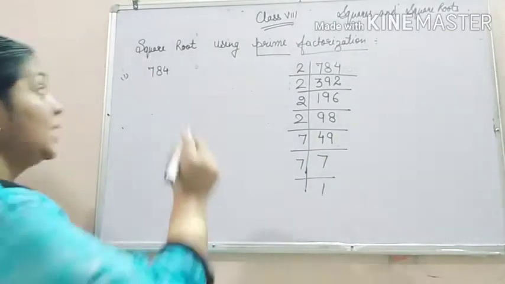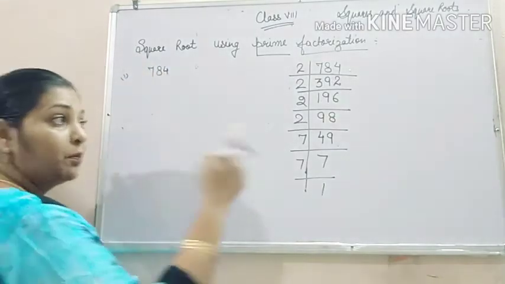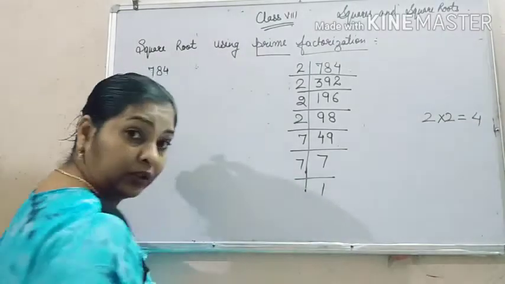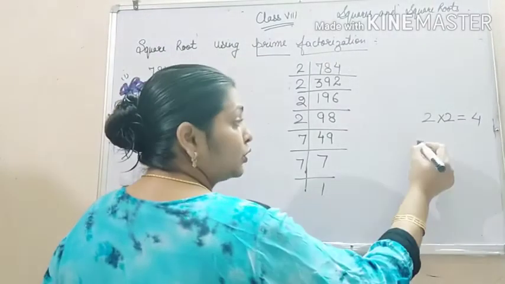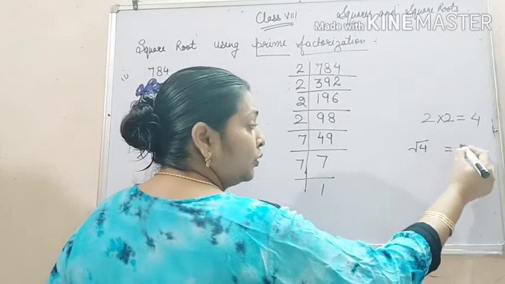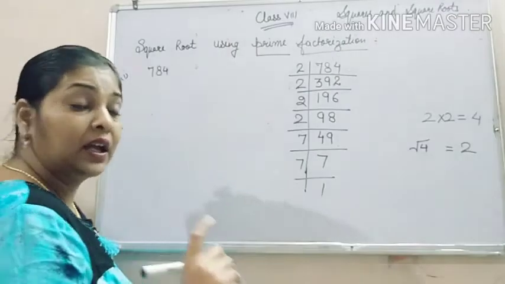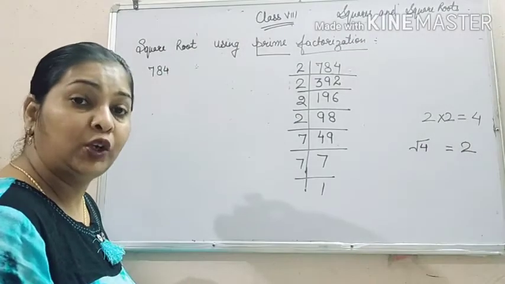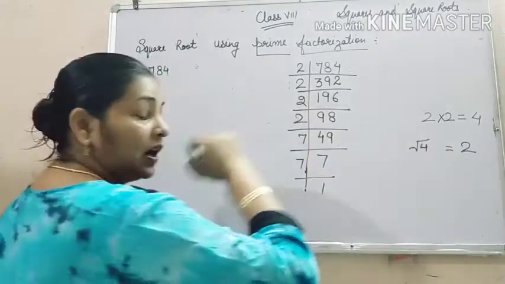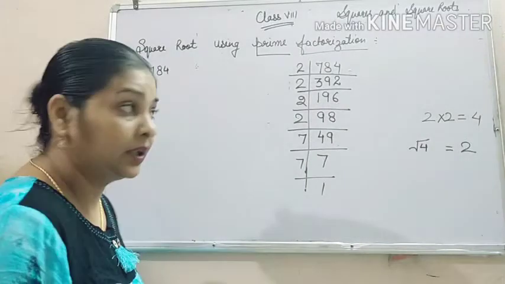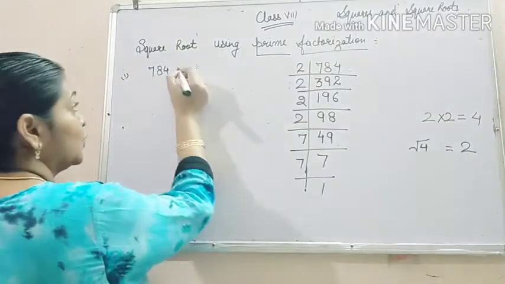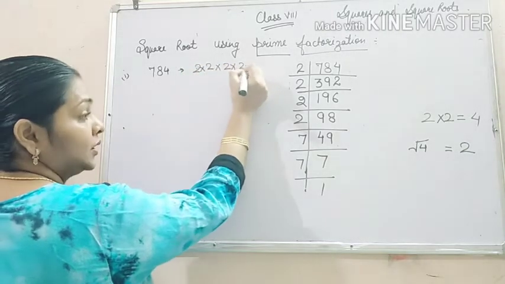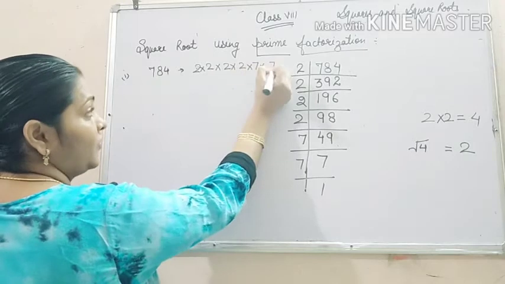Square root. You know that square means multiplication of two numbers. 2 2s are 4. Okay. So square root of 4 will be equal to 2. That means square root means a number which when multiplied twice we obtain our given number. So we have to make two pairs of these prime factors.